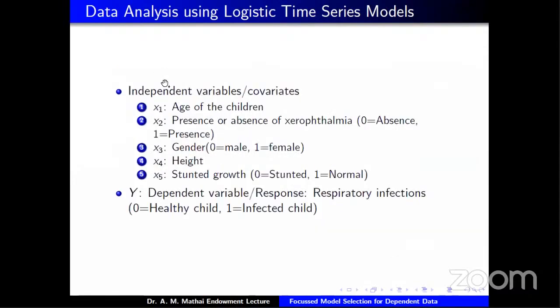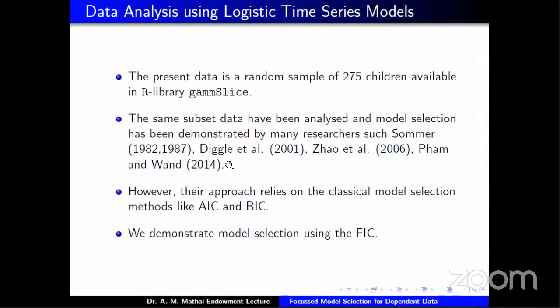These are some of the variables, or predictors, or regressors. The dependent response is respiratory infection, healthy or infected. So this is like a panel where you observe continuously. You have the age of children, the presence or absence of xerophthalmia, which is a kind of vitamin A deficiency, and then you have gender, height, stunted growth, etc. We took a random sample of 275 children, and we applied this.